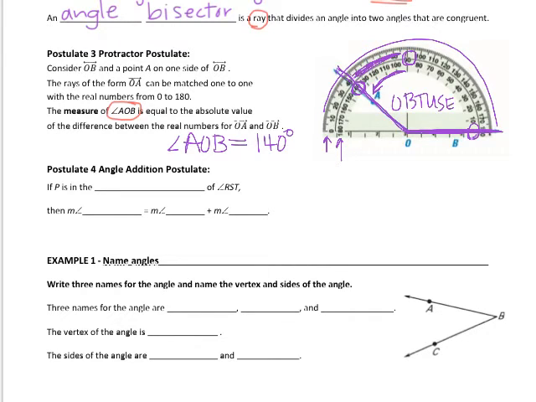And basically it says in the protractor postulate that we're just laying this ray on the protractor and reading the number, the coordinate that goes with that. Sort of like when we measure something with a ruler, we're reading the number that goes with that. Okay, and let's move on to postulate 4.